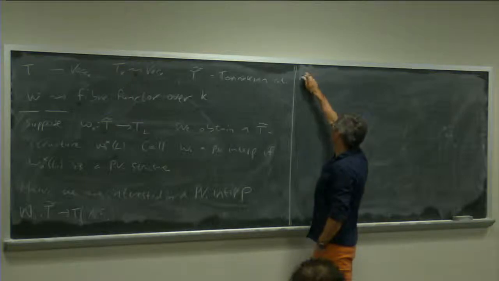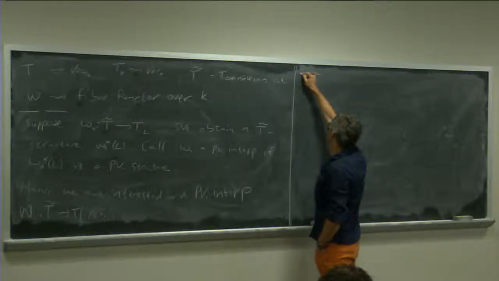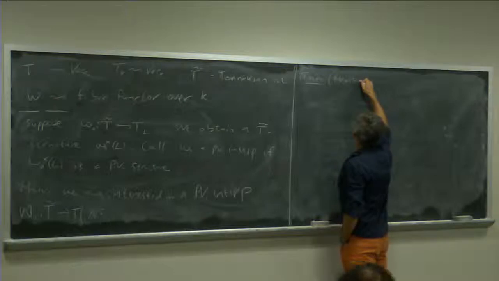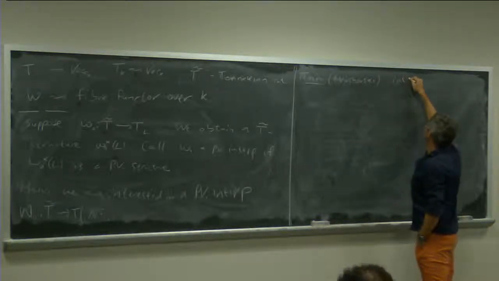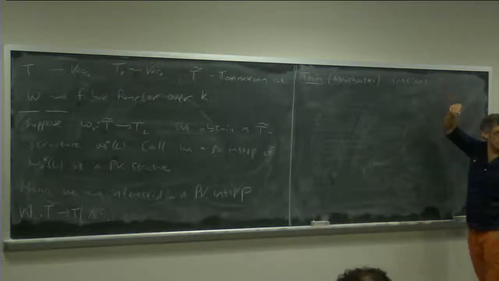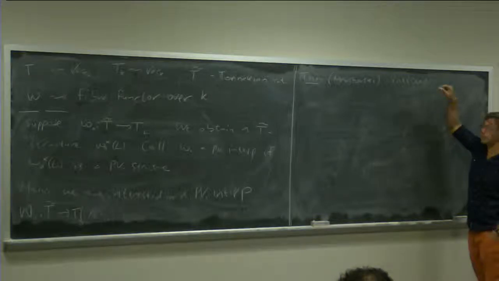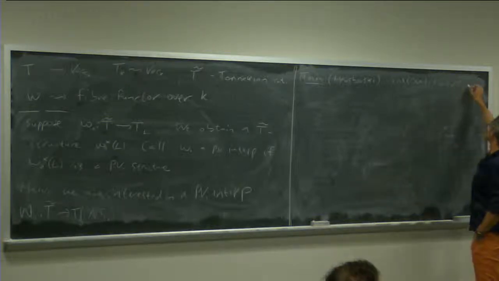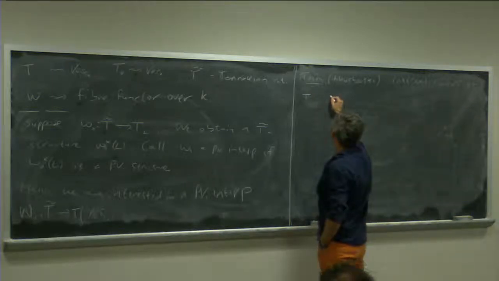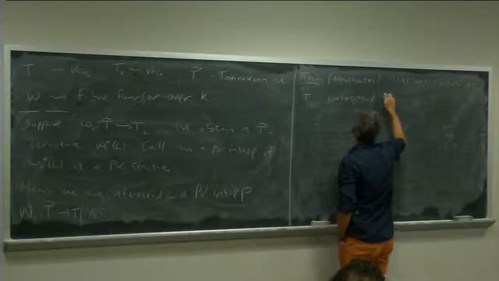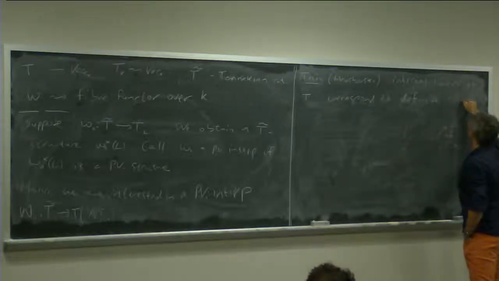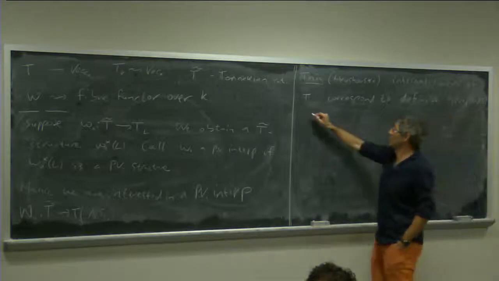Okay, so now what is the analog of Deligne's theorem? The approximate analog of Deligne's theorem, which is due to Udi, is that internal covers of T correspond to definable groupoids in T. By the way, everything I say is true approximately; there are various assumptions that I'm skipping.